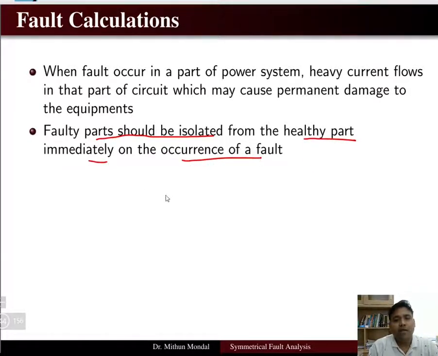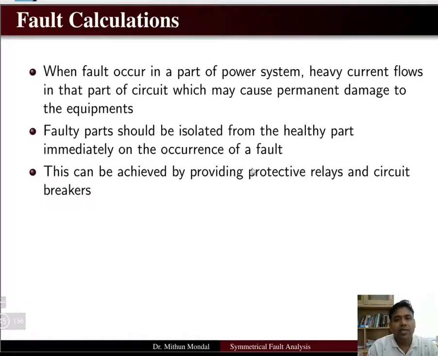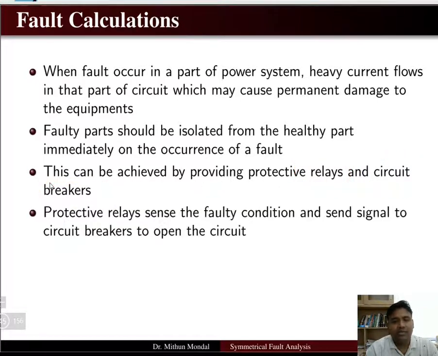So if we consider a transmission line with all the equipment connected, and suddenly we have a fault here, then we have to isolate the faulty part from the rest of the system. This can be achieved by protective relays and circuit breakers. So in any power system network, we are connected with protective relays and circuit breakers.